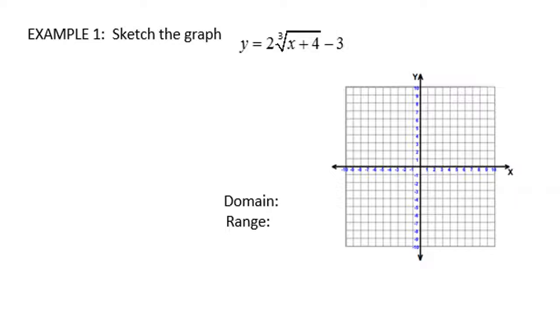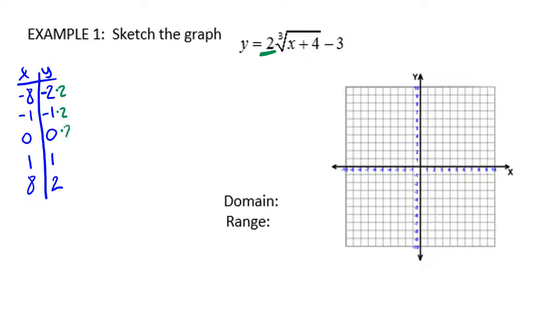Let's start with this example. I'm going to start off with my parent function table. So remember, that was negative 8, negative 1, 0, 1, 8. And we ended up with negative 2, negative 1, 0, 1, 2. The first number I want to take care of is that 2. That's our vertical stretch. So I'm going to take each of these and times them by 2.